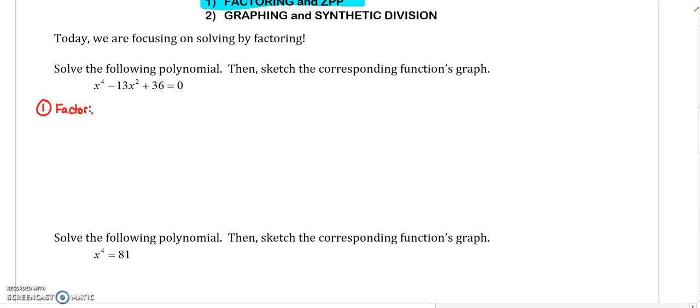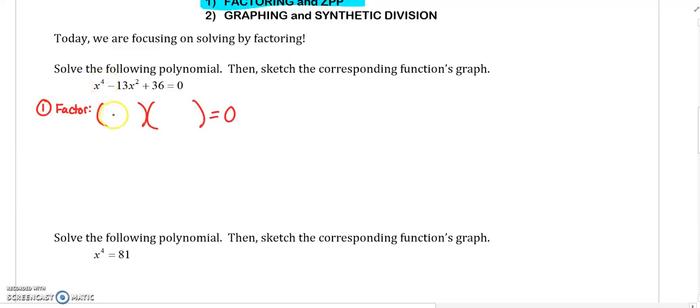Now think back to what we talked about yesterday. When it comes to factoring, we have a few different methods. We have sum and difference of cubes, we have difference of squares, we have grouping, we have trinomial. So you got to figure out which method to use. This one has 3 terms. That tells me I'm going to factor it using the guess and check method.